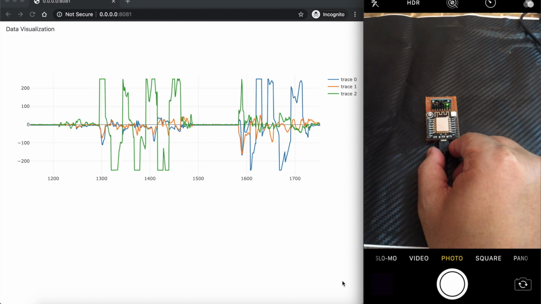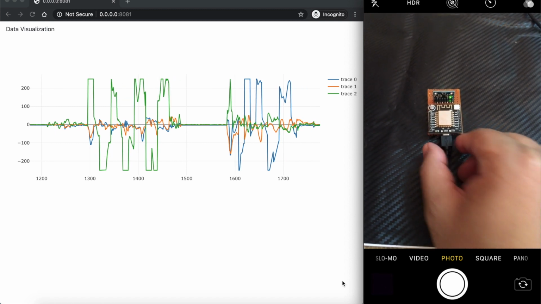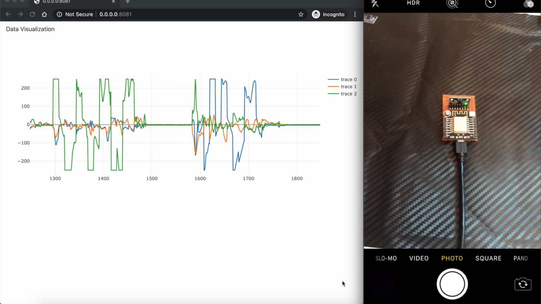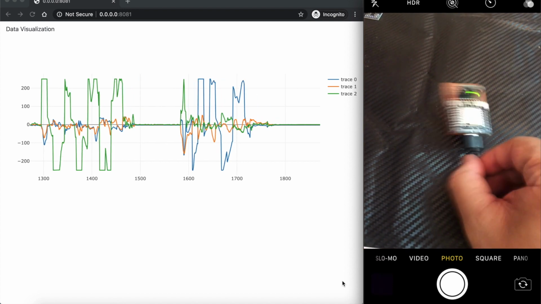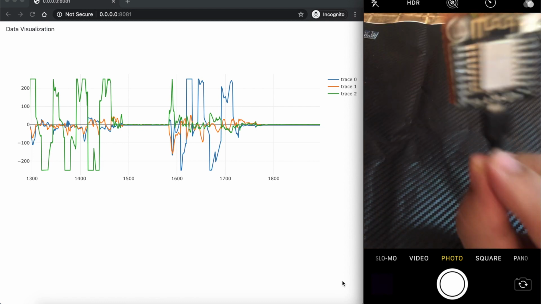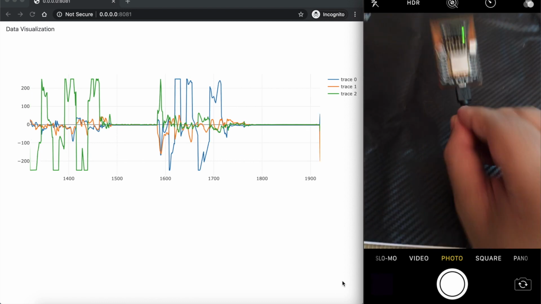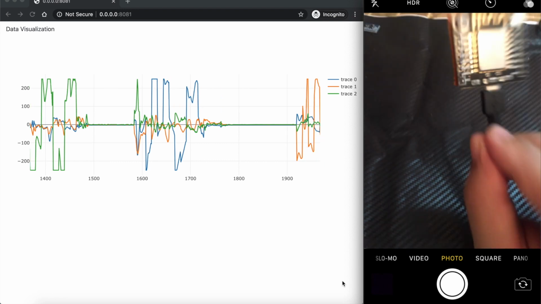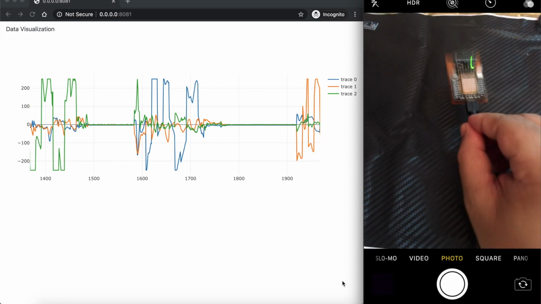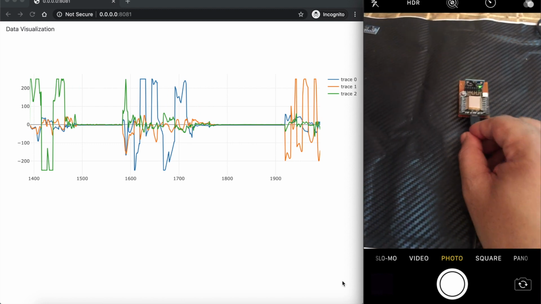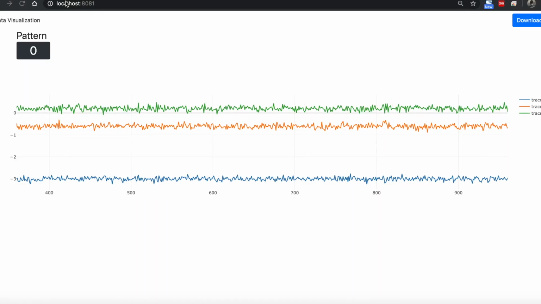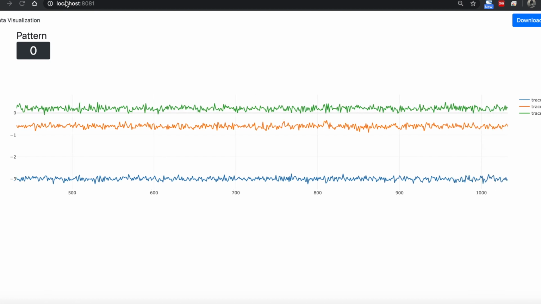Here the blue line is the dominant pattern, and previously it was the green one. And if I do this, then this orange curve is creating the pattern. So this is basically for data visualization purposes.